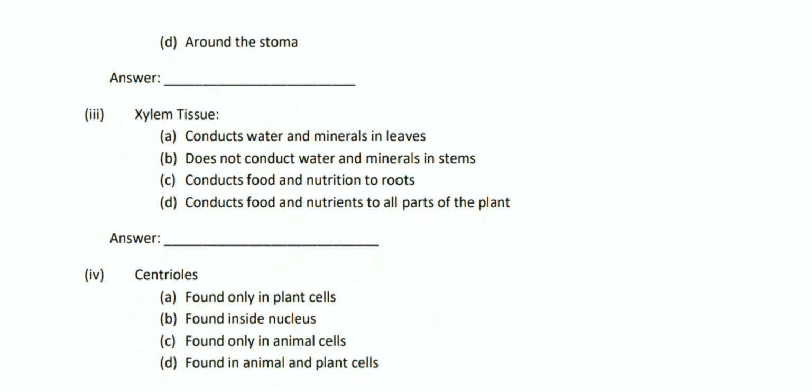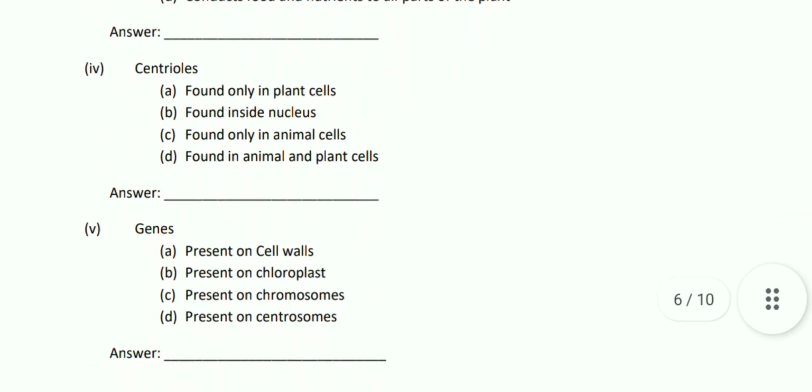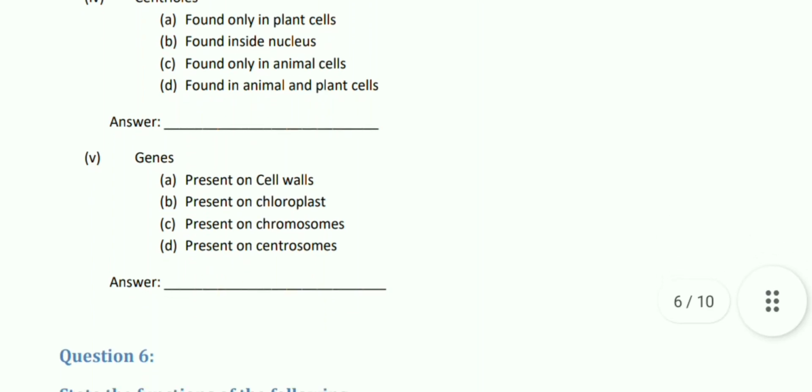Next, xylem tissue. What does the xylem tissue do? Conducts water and minerals in leaves. So xylem tissue is responsible for conduction of water and minerals. Phloem transports the food material. Next, centrioles. Centrioles are found only in animal cells. See, I told you just a while ago. Next, genes. Genes are present on chromosomes. Obviously, genes are the structural and functional unit of heredity, and they are found on chromosomes.